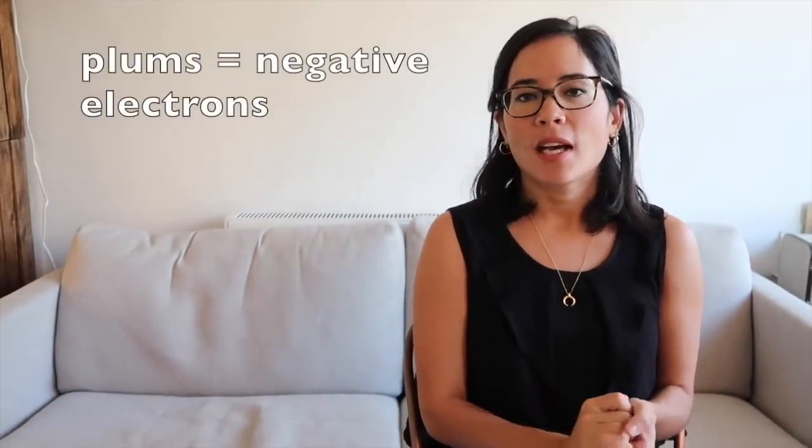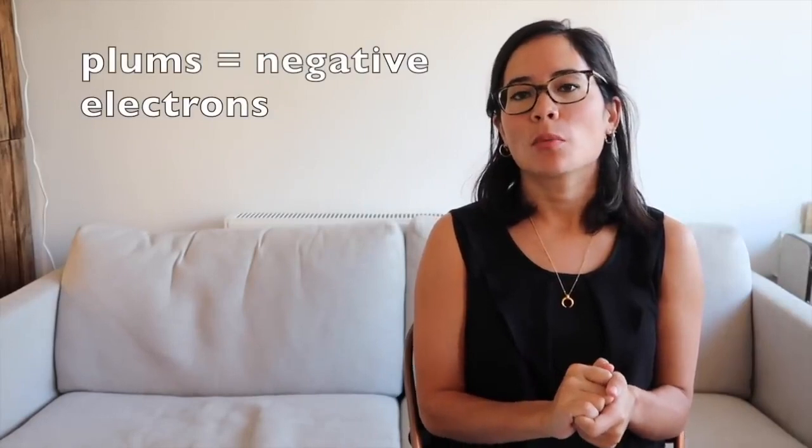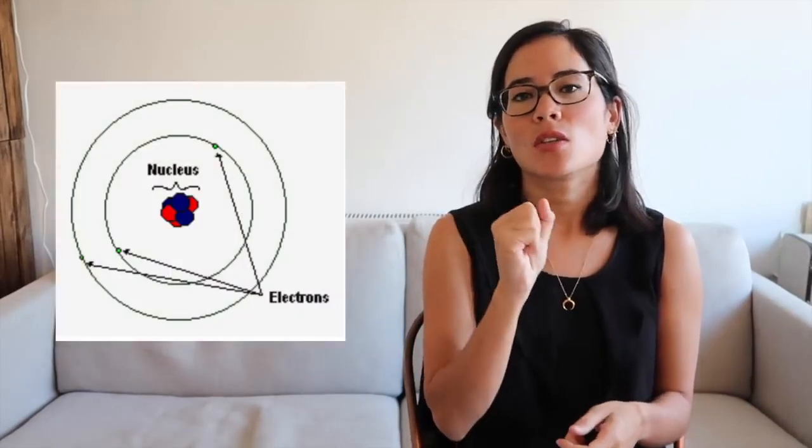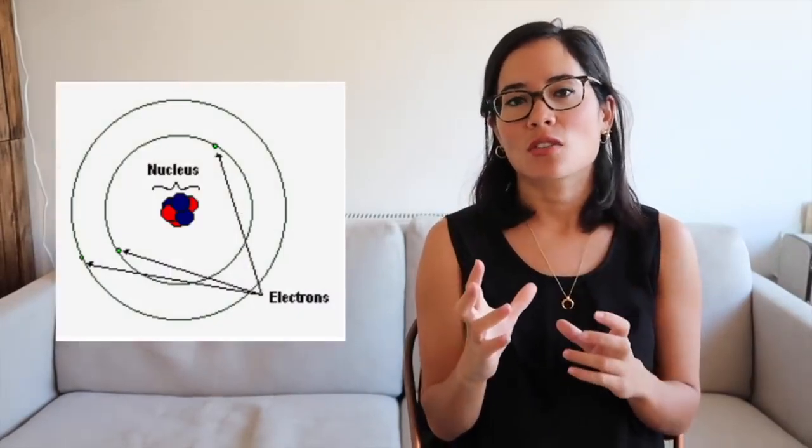So a big sphere of sponge embedded with different types of fruit, and in the case of the plum pudding, those were plums. And Thomson stated that the sponge was made out of positive charge and that those plums embedded within that sphere of sponge were the electrons. Now we know that this is false because we now know the modern day structure of the atom with its nucleus and its shells with the electrons circling.